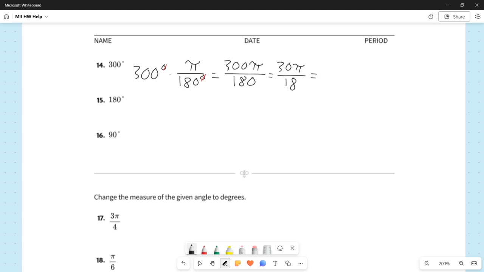If we're going to do this by hand, we need to find the GCF of 30 and 18, and the GCF of 30 and 18 is 6. So 30 divided by 6 is 5. We can't forget our pi. And then 18 divided by 6 is 3. That fraction is fully simplified, and so 300 degrees, if you express that in radians, you get 5 pi over 3. So those two angles are identical angles, they're just measured in two different things, degrees versus radians.